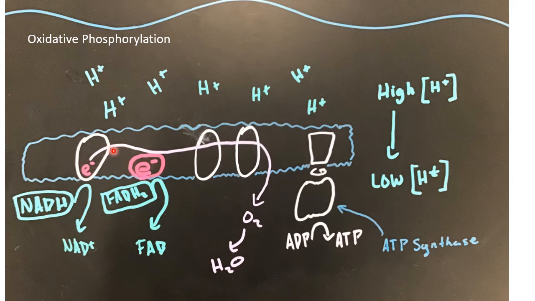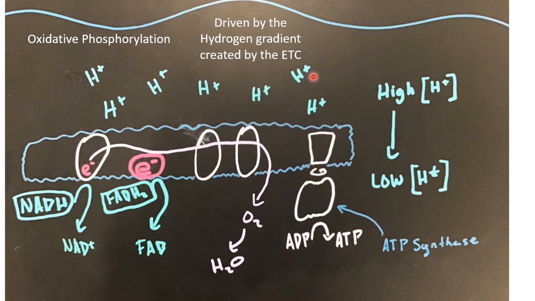While these electrons are flowing through the electron transport chain, it powers the hydrogen pumps to pump hydrogen atoms into our inner membrane space. This creates a very high concentration of hydrogen atoms in the inner membrane space and a very low concentration of hydrogen atoms inside our cell. So these hydrogen atoms have to flow from a high to a low concentration, and the way they do that is through our ATP synthase.